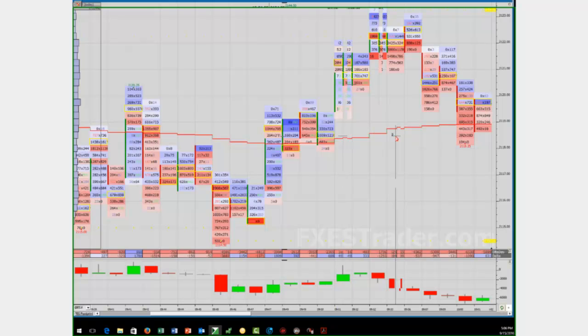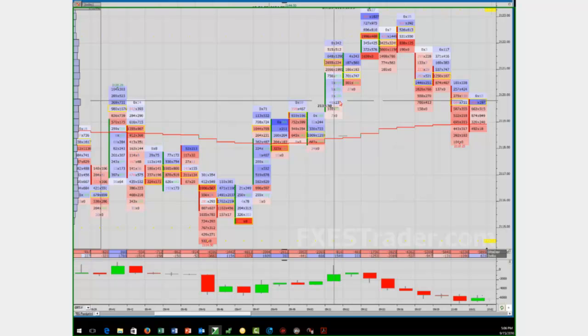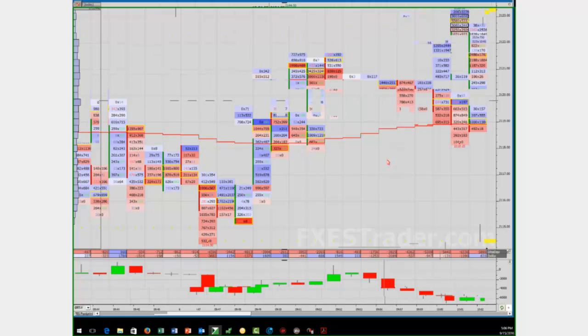Moving into that, I probably would have been much more looking to take advantage of the shorts getting caught flat-footed here, versus trying to bet on a break of the 13 to 15 area, which I wasn't willing to do this morning. So let's just walk through a little bit more.